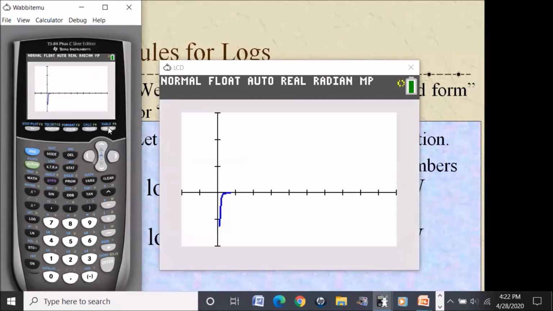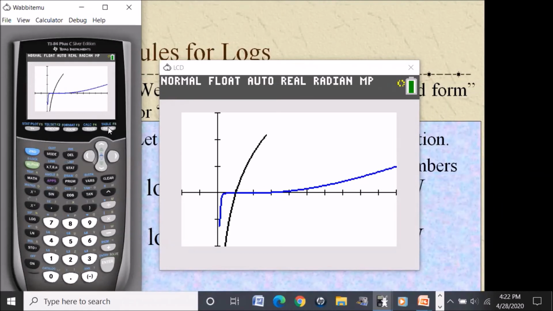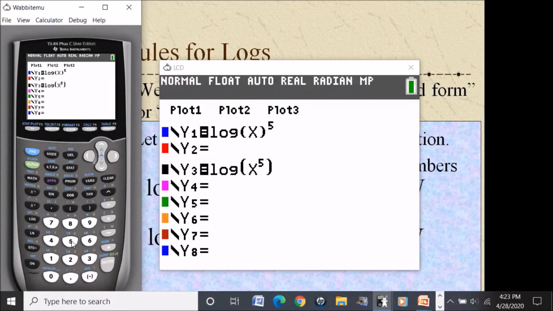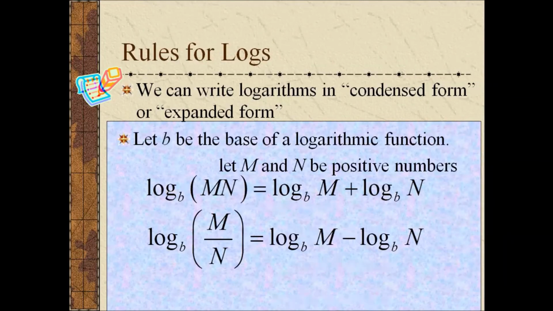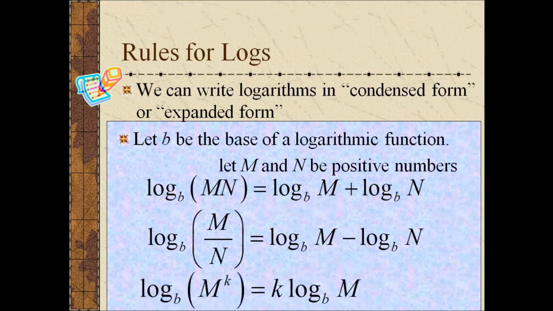graphs. Here's the graph of log of x, the entire thing raised to the fifth power, and the black is the graph of log of x to the fifth power. Clearly not the same. Now we'll look at the graph of something that seems very different. 5 times the log of x. And we'll see this red graph covers over the black graph perfectly. So our third rule is that the log base b of m to the k power is the same as multiplying the number k times the log base b of m.